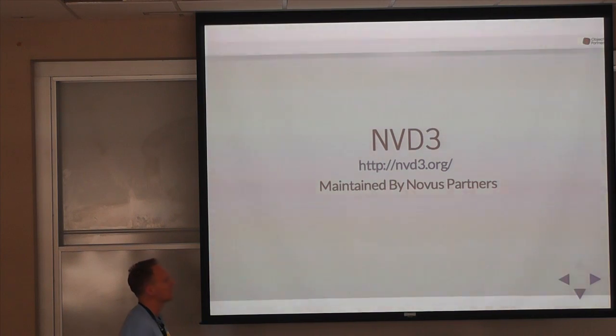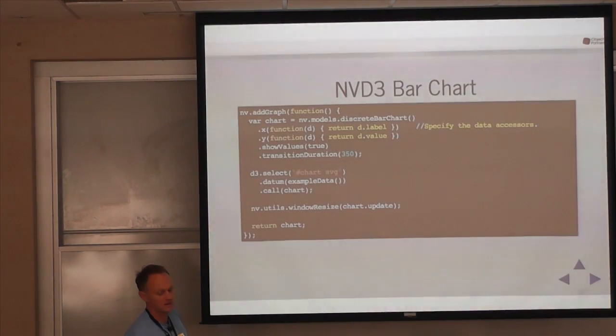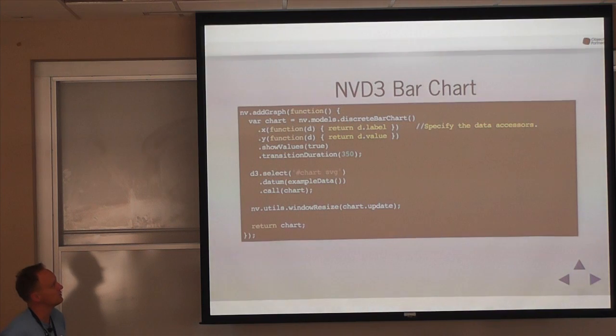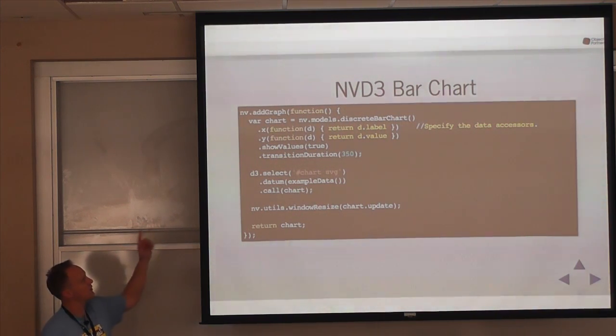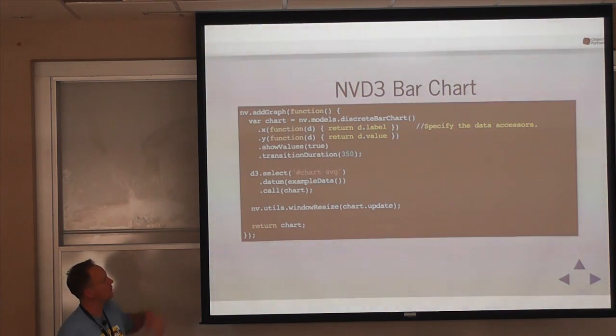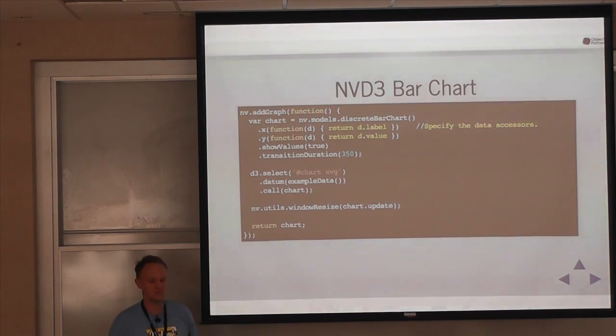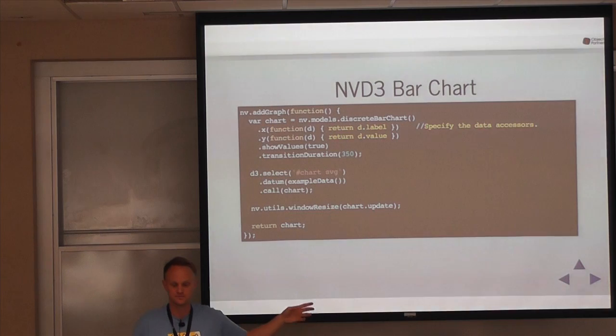It's maintained by Novus Partners. It's open source. Novus Partners, they do a lot of financial software, so they use that for their custom financial reporting stuff. An NVD3 bar chart looks like this. So instead of doing all of that SVG stuff that we talked about, we're creating a new discrete bar chart. We're telling it what X and Y are, and we're telling it we want to look at the values. We're selecting a new SVG chart, binding the data, and that's pretty much it. That will give you a really simple bar chart in NVD3.